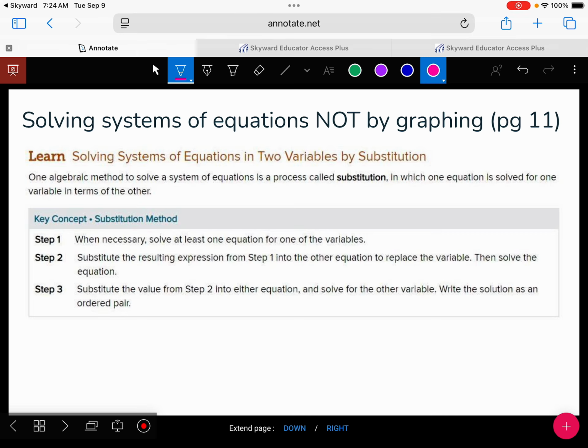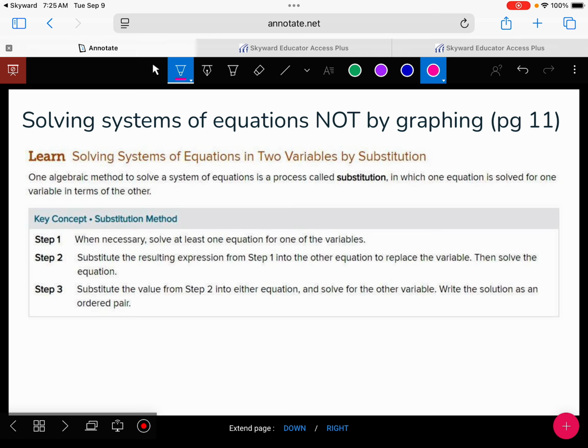All right, so we are on page 11 in your packet. And we're solving systems of equations, but not by graphing. That's how this starts. We're going to solve them what's called algebraically. And so our first option is to solve things with substitution.